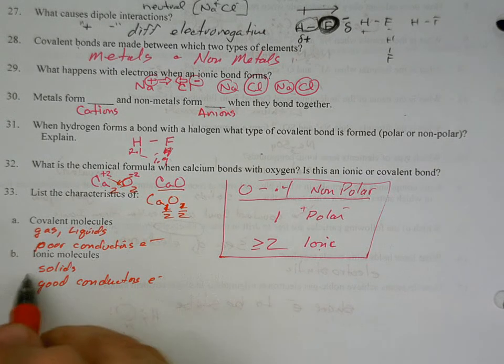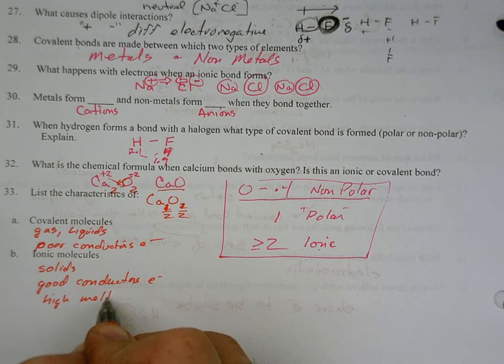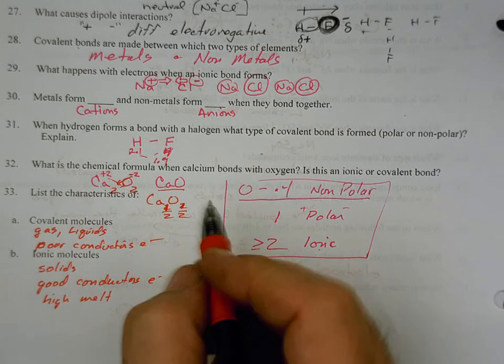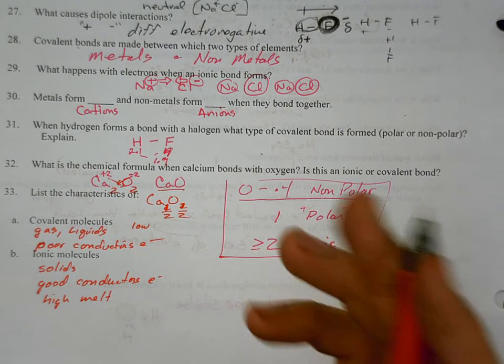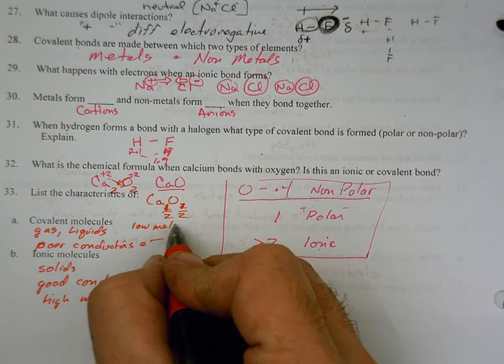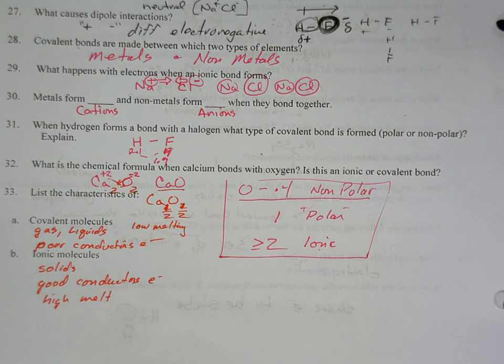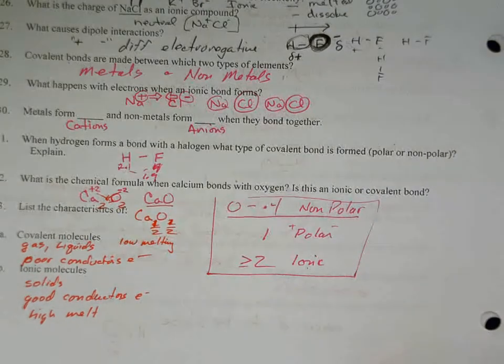And let's see, ionic compounds have high melting points. That means you've got to add a lot of energy to them before they'll begin to melt. Whereas covalent molecules have a low melting point. You heat them up, they'll begin to melt. In fact, in some cases they'll just start burning right away. But low melting point. There. Okay, here's the end of page 2. Stop this.